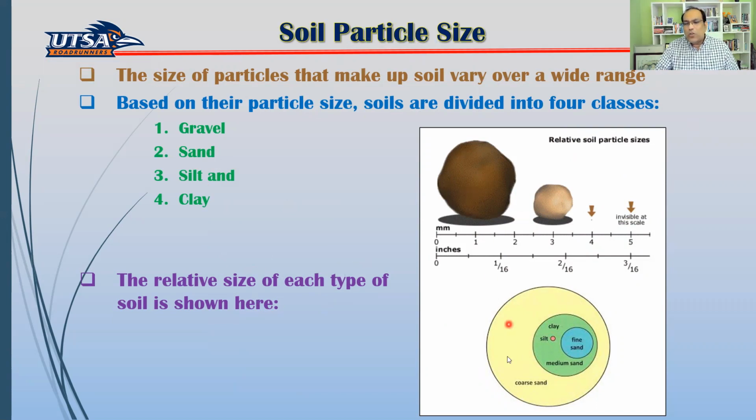You can also see here that sometimes we also classify the sand as fine sand, medium sand, and coarse sand. So this is your sand. So it could be fine sand, medium sand, and coarse sand. So here you can see your clay is basically just like a small point down there. This is your silt, this is fine sand, this is medium sand, and this is coarse sand. Okay.